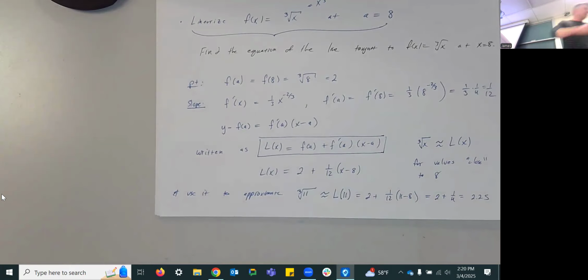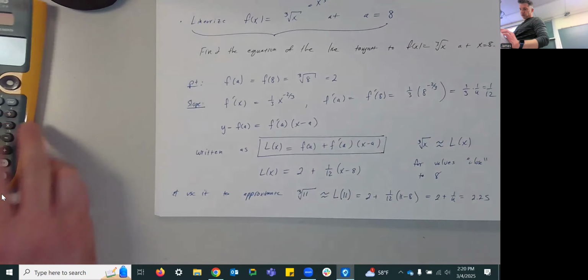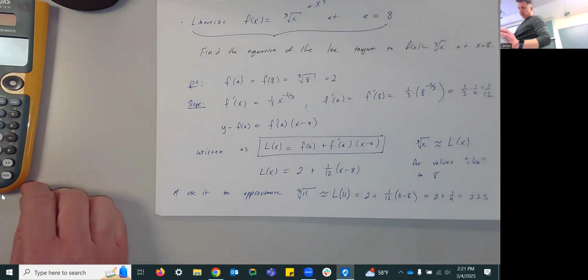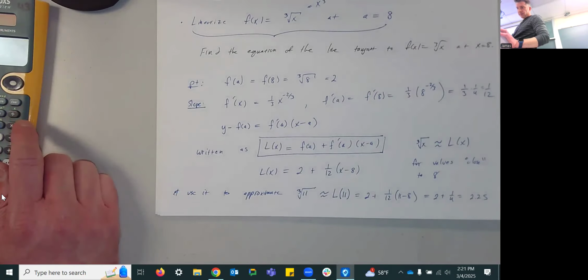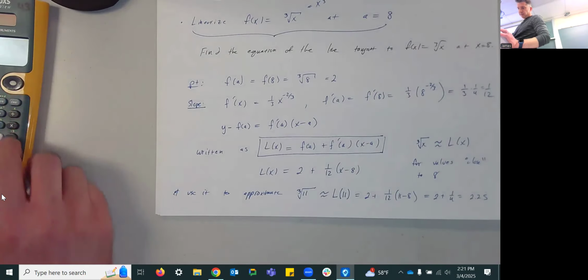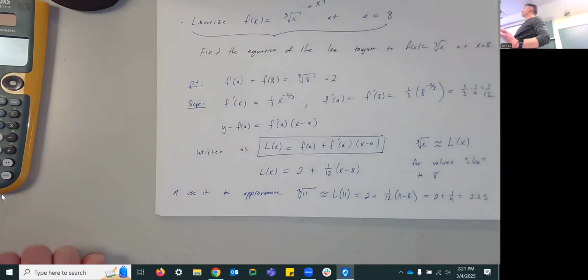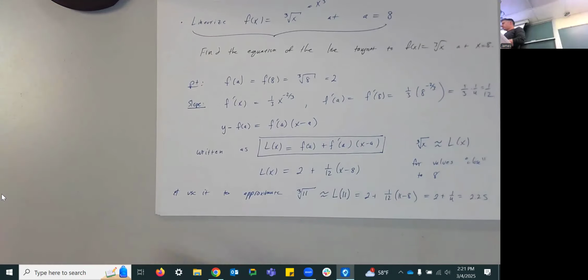Let's check and see how close we are. You actually calculate the cube root of 11 on the calculator. Why do I not know where any buttons on this calculator actually are? Good question. There we go. Sorry, brain. 2.22. Pretty good, right? Not a bad estimate for just finding linearization.